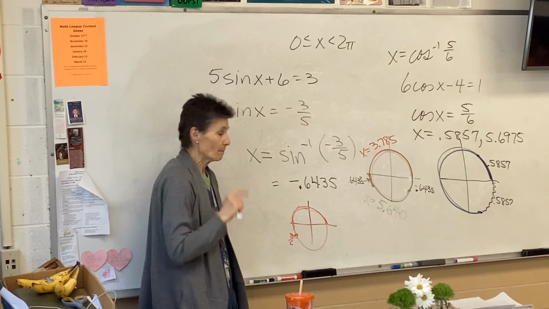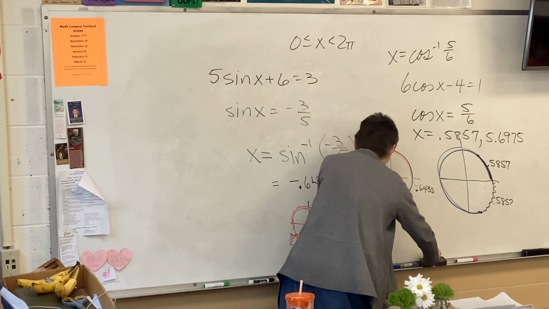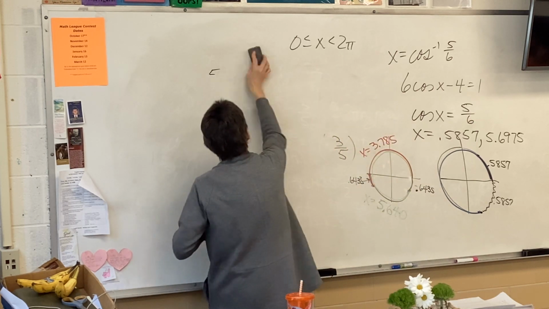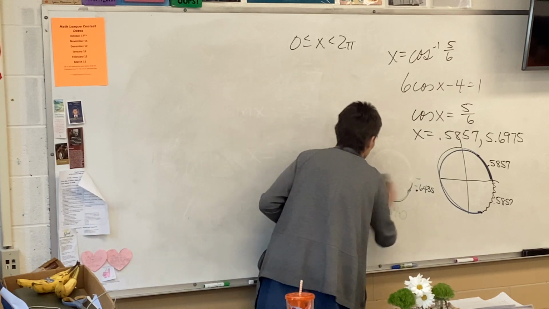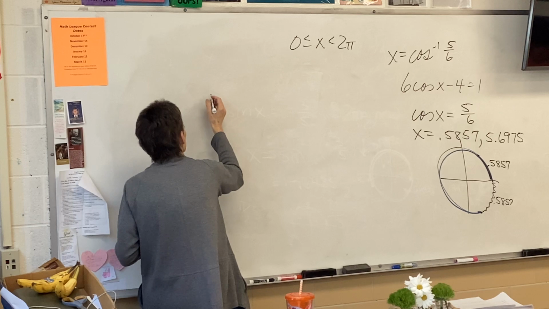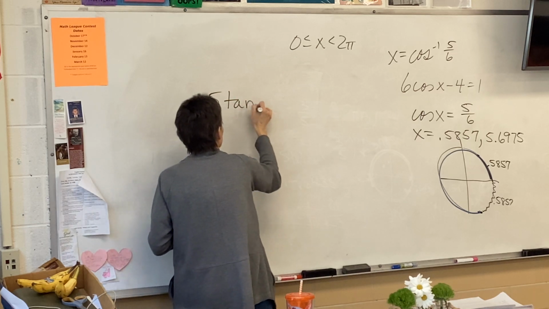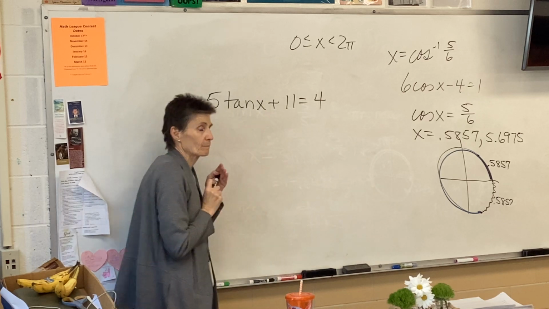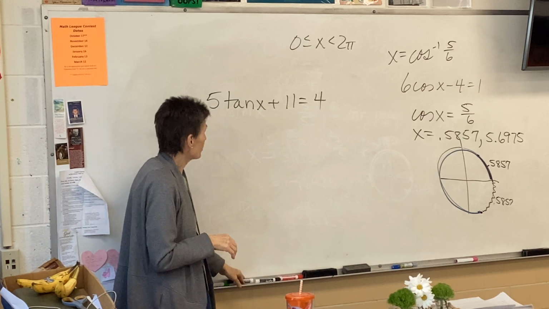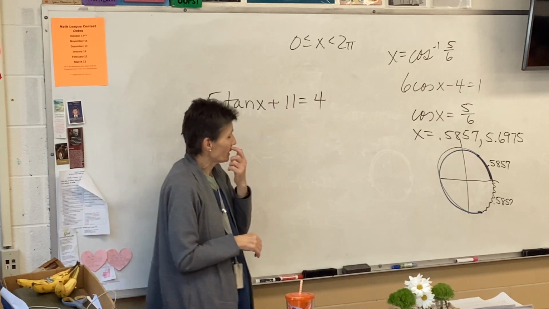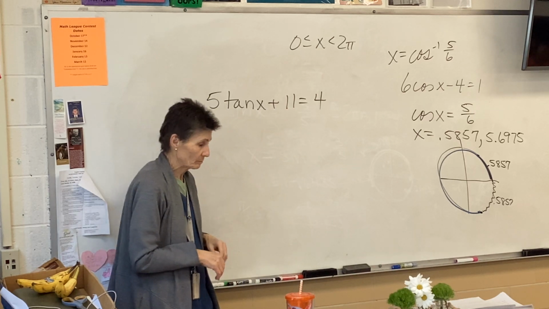Okay, now let me give you one more to try on your own. A simple little equation, but calculator required, which means you have to do a little extra work. So how about 5 tan x plus 11 equals 4. Let's see if you can solve that between 0 and 2 pi.